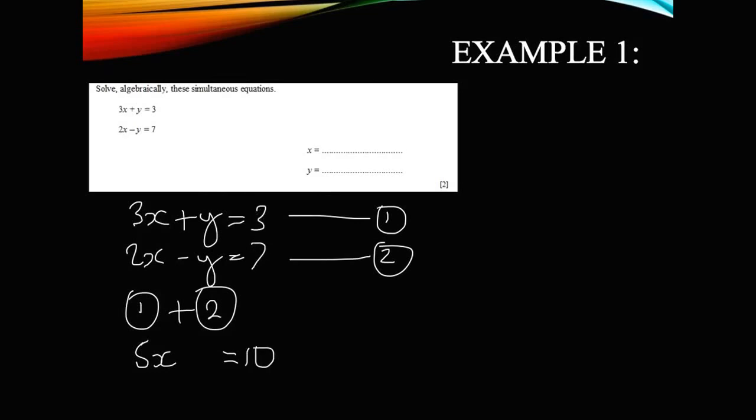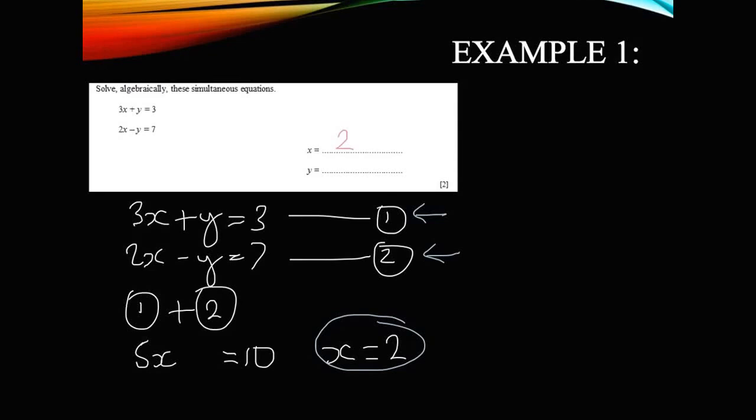This gives us a new equation. The new equation is 5x equals 10. That means that x must equal 2. 2 times 5 is 10. Now once I know what my x value is, I can write it on my answer sheet. I can also then work out what my y value is by substituting this value back into either equation 1 or equation 2.